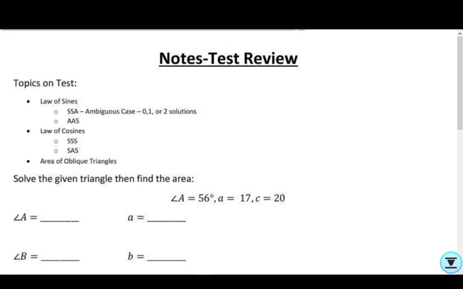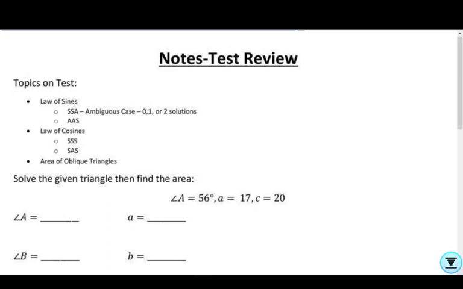Okay, so we're getting ready for tomorrow's test on law of sines and law of cosines. So what's going to be on the test? The law of cosines, law of sines. With the law of sines, we're going to be dealing with the ambiguous case, that side-side-angle case, and the angle-side-angle case. With the law of cosines, side-side-side, side-angle-side, and of course, the area of the oblique triangles equation. Okay, so I'm just going to work through some problems.